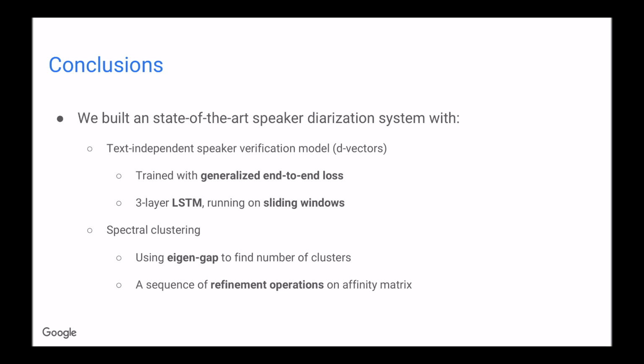So the conclusions of this talk. At Google, we built a state-of-the-art speaker diarization system. The system is based on our text-independent speaker verification model, which is trained with generalized end-to-end loss. The model has 3 LSTM layers, and it runs on sliding windows. The system is also based on spectral clustering. We use the eigengap to find the number of clusters, and we use a sequence of refinement operations on the affinity matrix.